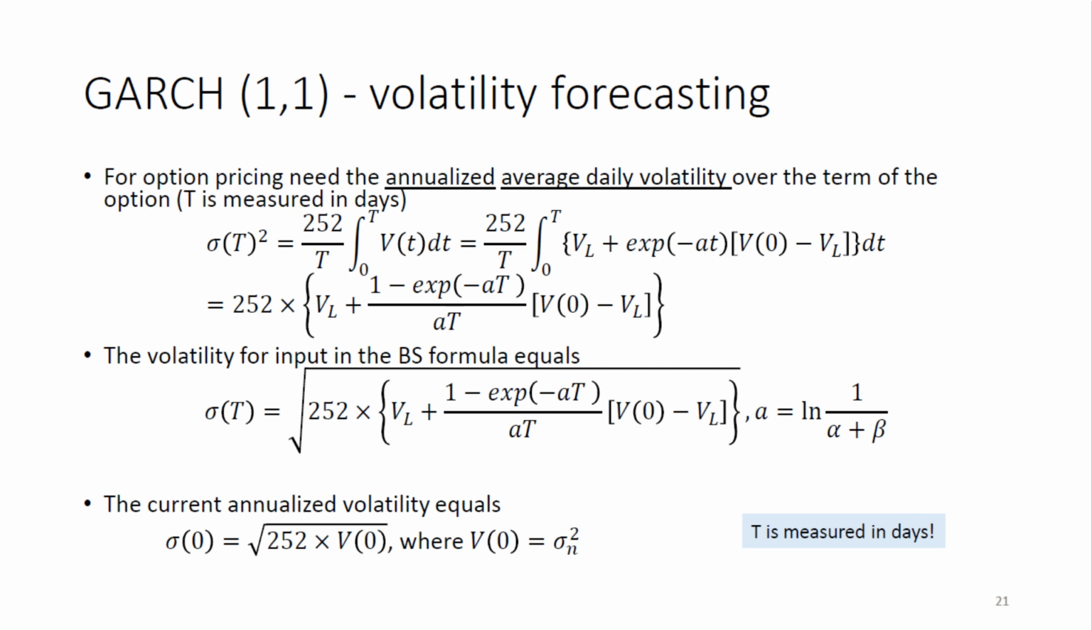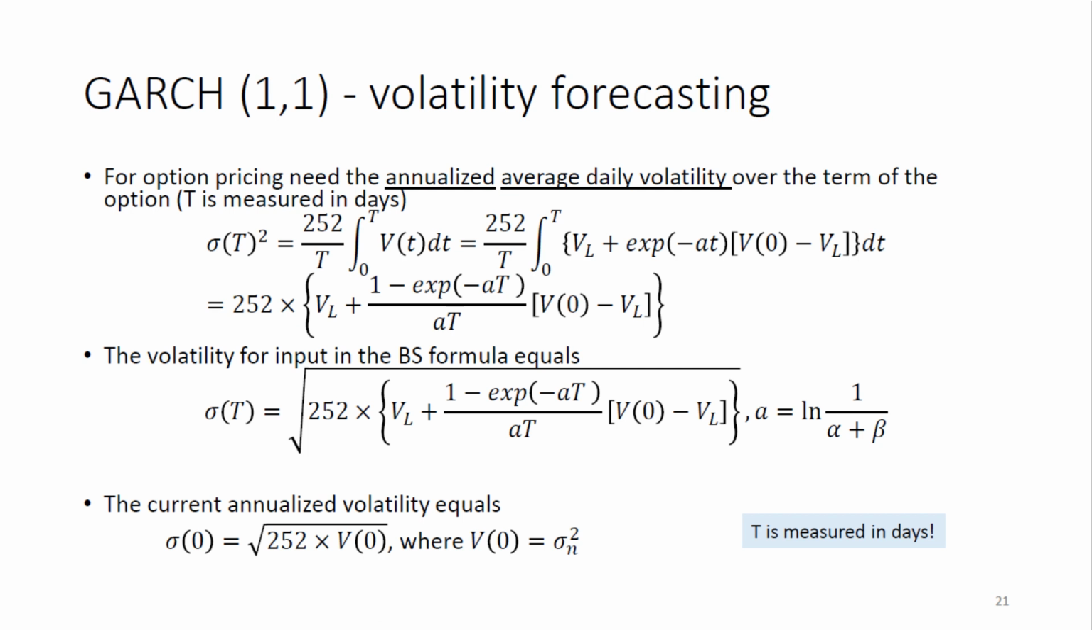So if we then substitute the expression that we have from the previous slide, V_L plus e^(-at) times (V_0 minus V_L) dt, and I solve for that integral, then I get the 252 because I need to annualize, because the GARCH model was on a daily basis. I have the V_L, and when I solve for the integral, I have (1 minus e^(-aT)) over aT times the daily forecasted variance at time 0, which is the last observed variance in the GARCH model, minus the long-term unconditional variance, also on a daily basis.